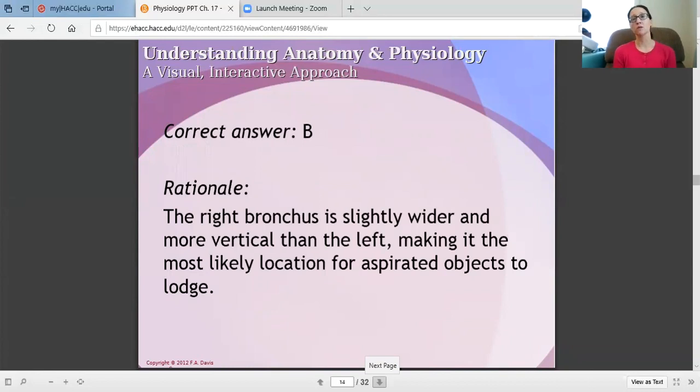That's right. B is the correct answer because, if you'll recall, the right bronchus is at a steeper angle and it's also a little bit wider than the left bronchus. So when you accidentally inhale food, which is called aspiration, you have a greater likelihood of it lodging in the right bronchus. And then you have to go to the hospital and get it removed.